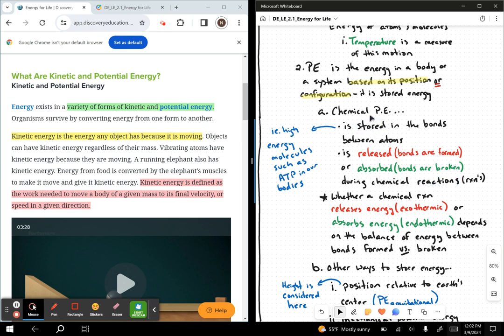So when we talk about chemical potential energy, we're talking about the chemical energy stored in these bonds, and we talk about things as being exothermic. Here, energy is released. And remember, if it's being released, that means that you are forming bonds. And we sometimes talk about chemical reactions as being endothermic.